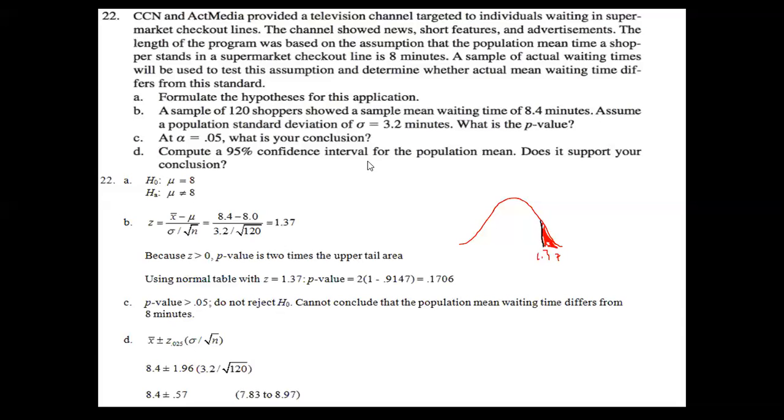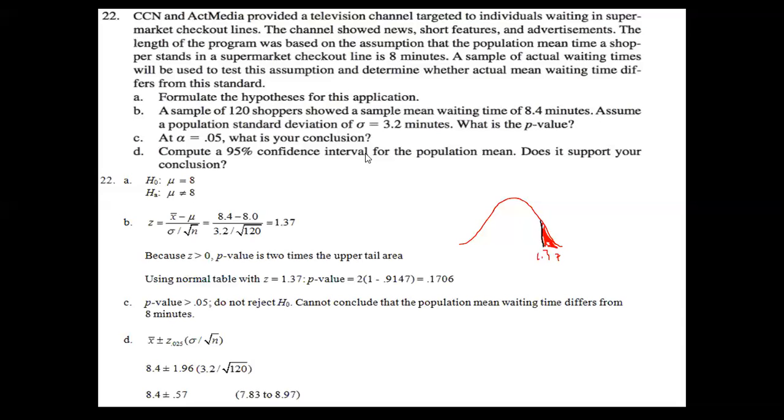All right, so now we need to compute the 95% confidence interval. So that's using the equation x bar plus or minus z alpha over 2 times sigma divided by the square root of n. Well, z alpha over 2 for a 95% confidence interval is going to give us a z value of 1.96. Everything else we know, that's 8.4. The 3.2 is sigma. 120 was n. So that gives us 8.4 plus or minus 0.57. That gives us 7.83 to 8.97 for our confidence interval.